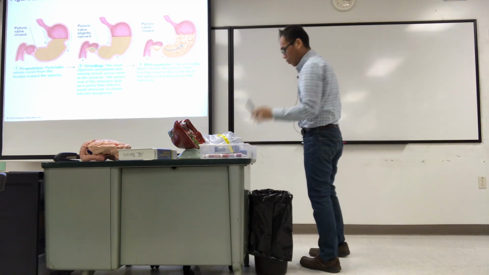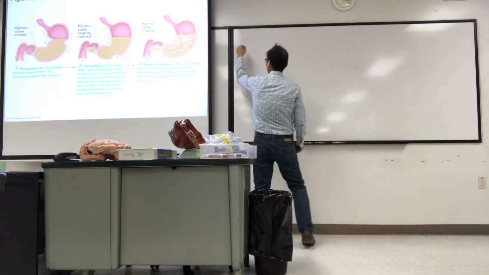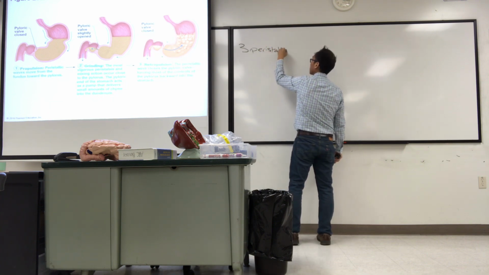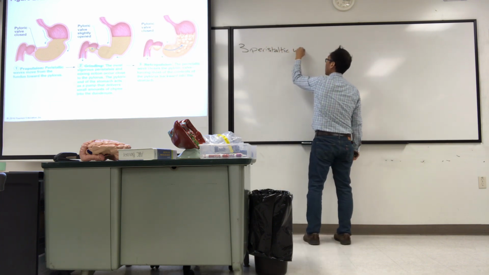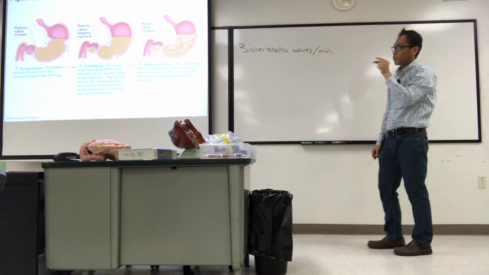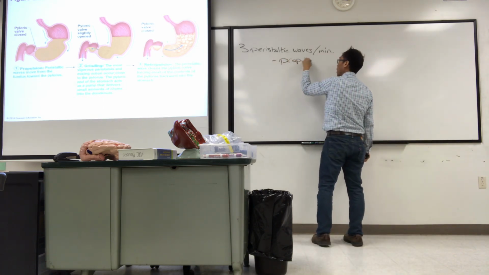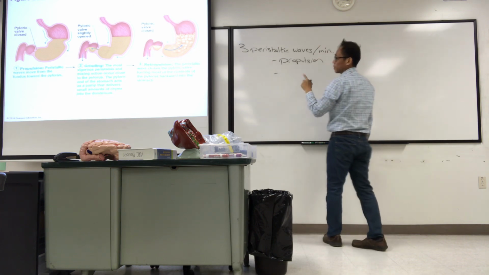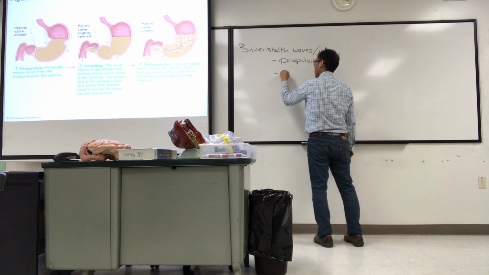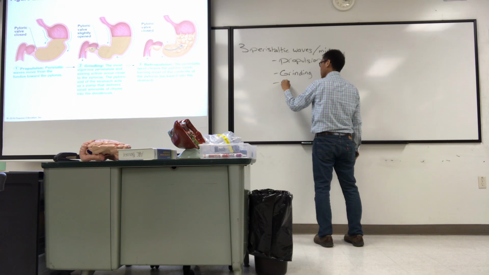So there's about 3 peristaltic waves per minute that occur in the stomach. And with each wave, what you see is a phase of propulsion. In the middle, they call it grinding. Remember, the stomach is a blender. And then the last phase, they call it retropulsion.